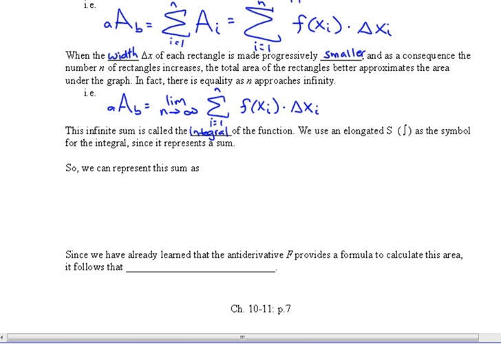So we can represent the sum as follows. The area from A to B is equal to the limit as our number of boxes, n, approaches infinity, of the sum from i equals 1 to i equals n of our infinitely many boxes of length times width.